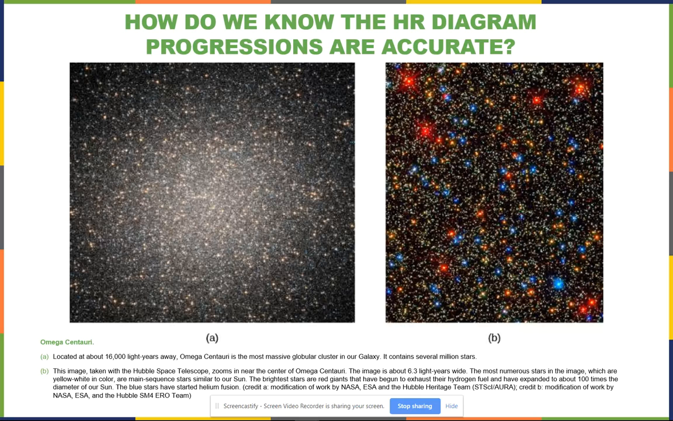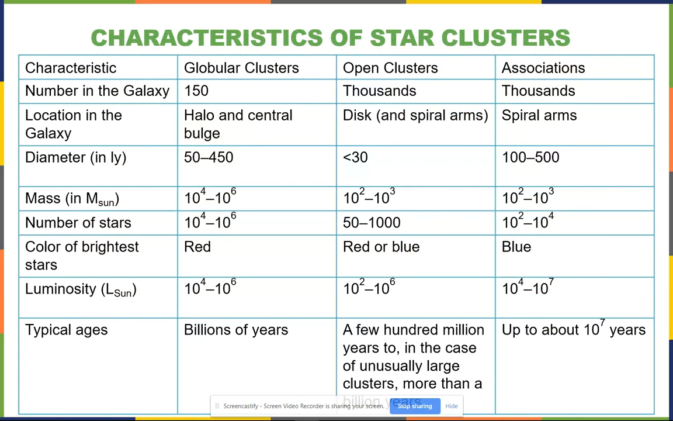Open clusters are smaller clusters with way fewer stars. Globular clusters are larger clusters with a lot more stars. There's also a thing called an association that's even less than an open cluster. So let's look at the comparisons here and then watch a video.